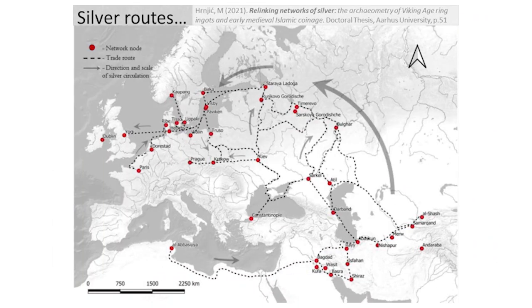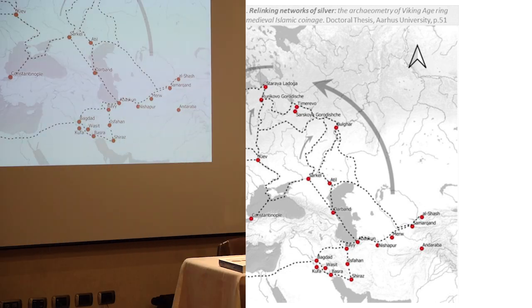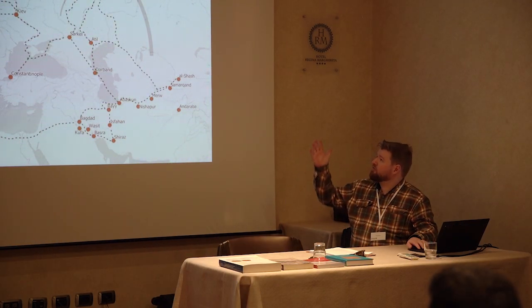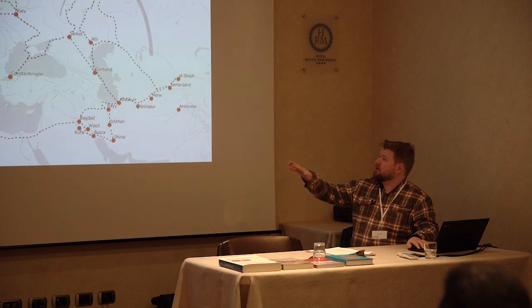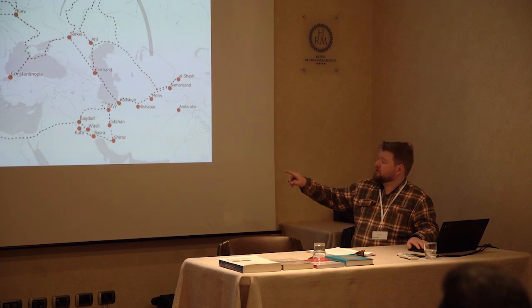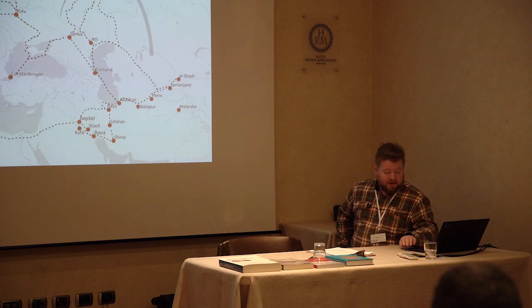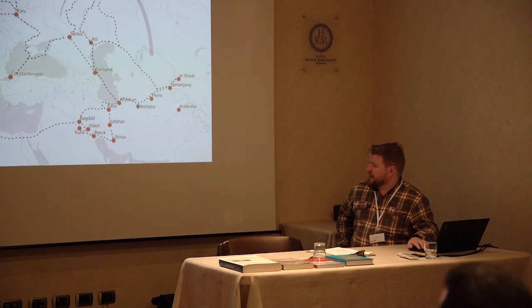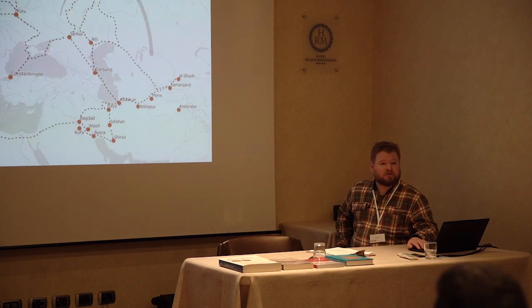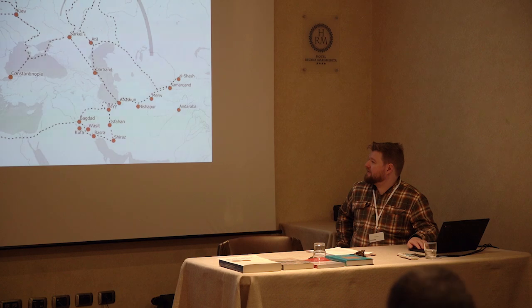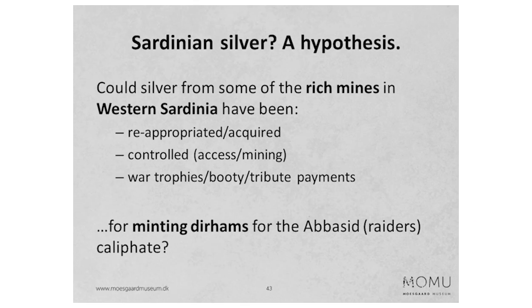And the image here that Alex showed is essentially a display of these networks that was done recently by Mahir Hinic, looking at the distribution of dirhams and trying to find these routes going from the Arab world and up north. And this is where the question comes in. Where is the silver coming from to mint these dirhams for Al-Abbasiyya, for Ifriqiya? And so it's a very valid question.